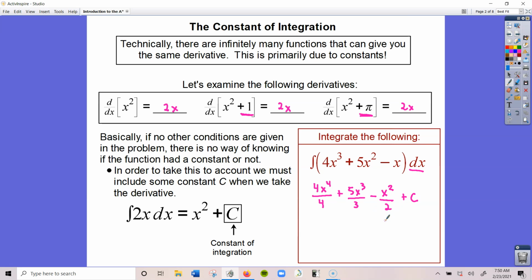At this point, simplify as much as you can. The only thing that we can simplify is that these 4's will cancel out. So my answer would be x to the fourth plus 5x to the third over 3 minus x squared over 2 plus c. And if you're ever unsure whether what you got when you integrated is correct, you can take the derivative and make sure that it matches what is inside of the integral, or make sure it matches the integrand. So let's look at a couple examples.